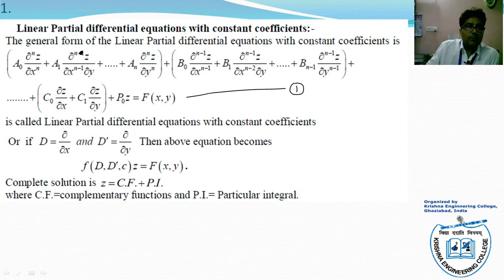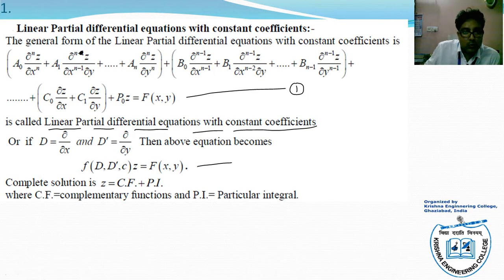In this equation, if the constants a naught, a1, an are constant, then this equation is known as the linear partial differential equation with constant coefficient, right? If in this equation we take capital D equal to del over del x and capital D dash means partial derivative with respect to y, then this equation becomes of the form f of D, D dash z is equal to f of x y. f of D, D dash is a polynomial in D, D dash, right?